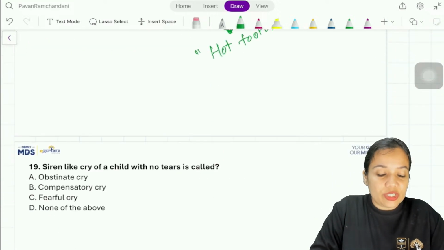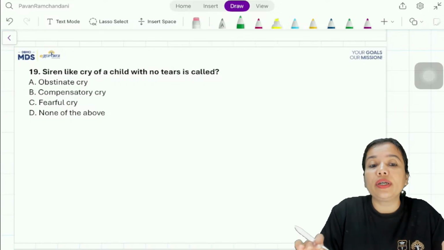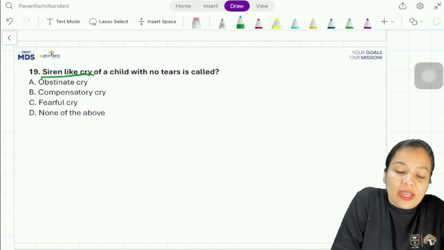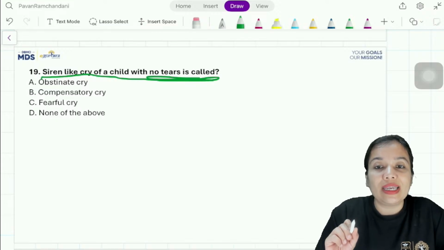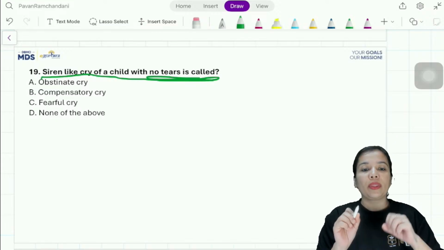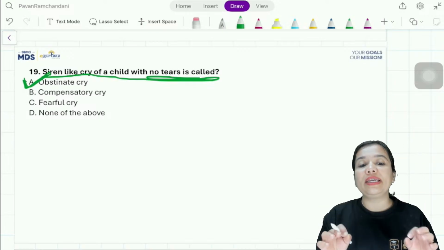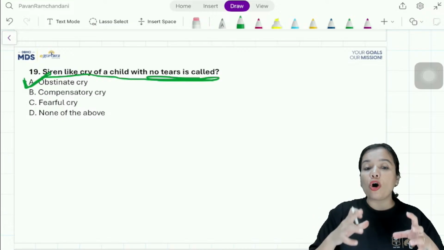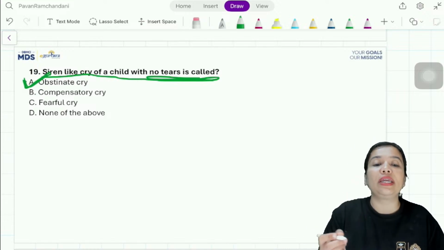Coming on to the next question, that is question number 19. A siren-like cry of a child with no tears. So we've read it a lot of times during our lecture. That is, a siren-like cry of the child with no tears is called what? So the answer here is obstinate cry. So obstinate cry is a loud, high-pitched cry, characterized like a siren-like wail. There is a pause and then it is repeated all over again. So the answer is A, obstinate cry.